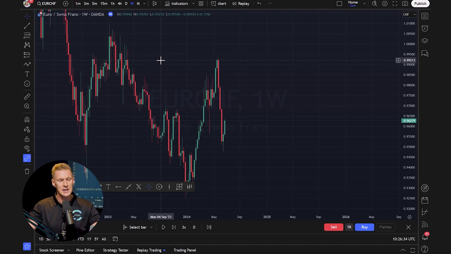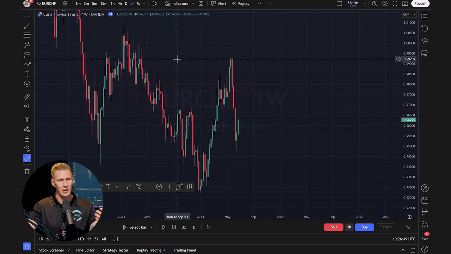Okay, step number 1, location. Step number 2, direction. Step number 3, zone refinement on the lower time frame. And then we will talk about the entry opportunities. Here we choose, or I choose, the weekly time frame. Okay, that's our time frame for location and direction. So meaning we will talk about the weekly chart.